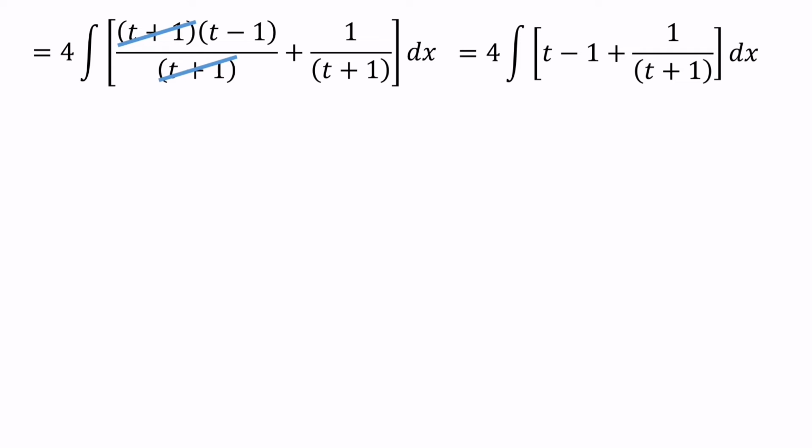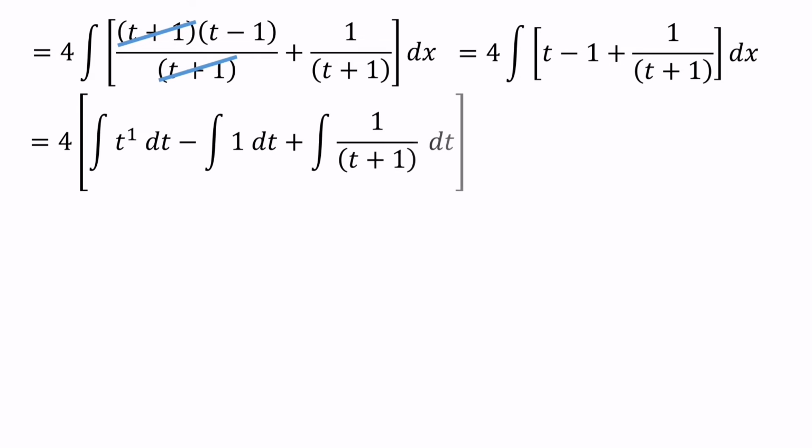We can write the integration signs separately: integral t dt, integral 1 dt, plus integral 1 over t plus 1. The integral of t is t to the power of 1, so we can integrate t as t squared over 2. The integral of 1 equals t, and the integral of 1 over t plus 1 we can write as ln modulus t plus 1.